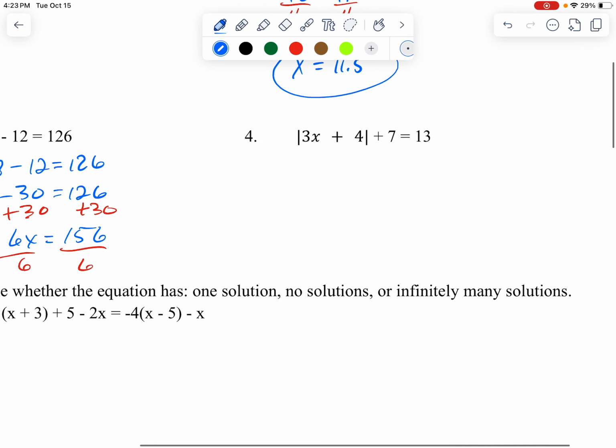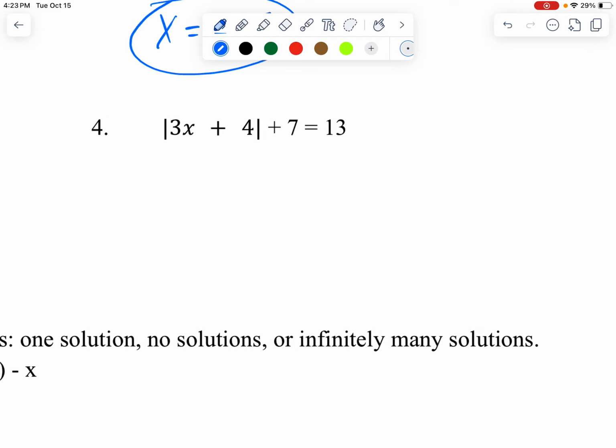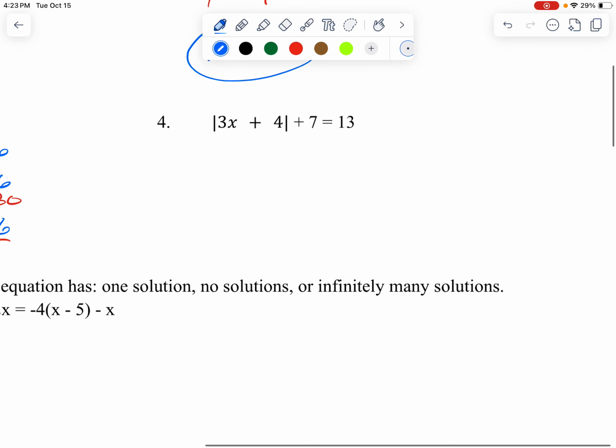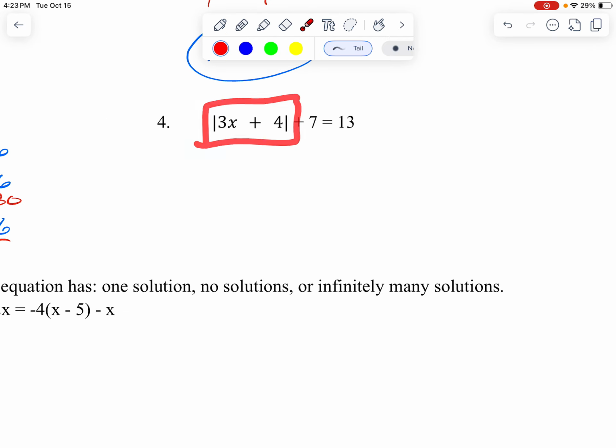Moving on, we've got some absolute value. So remember, when we have an equation like this, we want to first get it down to where it's just an absolute value. And then as long as it's equal to a positive number, we can split it into two equations, because absolute value always has to equal a positive number. So in order to get it down to just the absolute value, I'm going to subtract 7 from both sides.